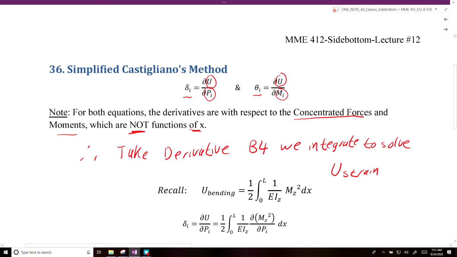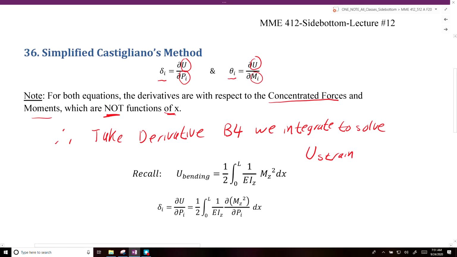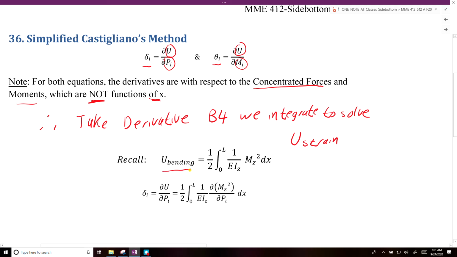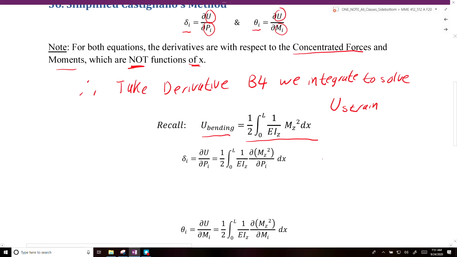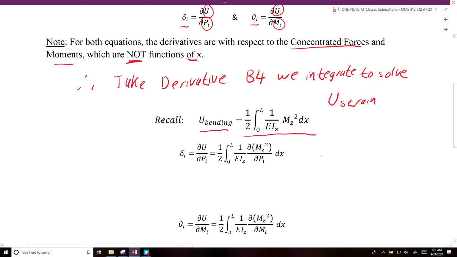Okay, so for bending stress, if you recall, the strain energy due to bending is equal to this integral here. To find a displacement, we take the derivative of the strain energy with respect to Pi. We can take the derivative of the Mz squared term with respect to the concentrated force Pi, because the Mz term is going to be dependent on that concentrated force.